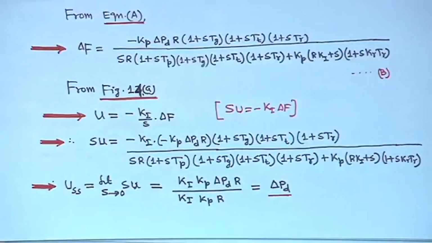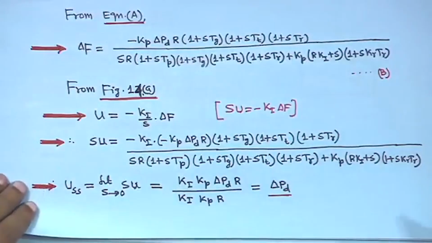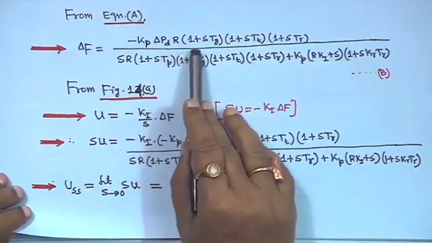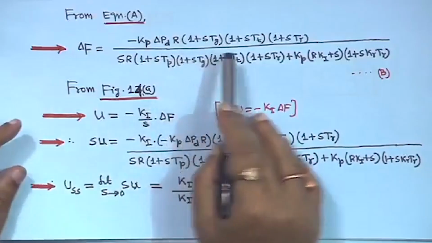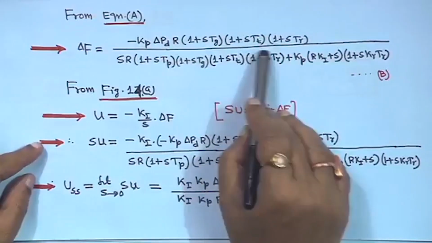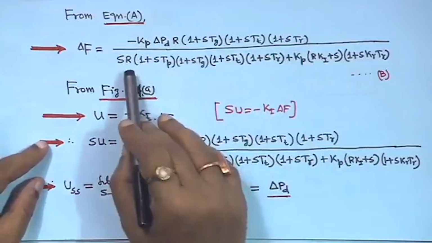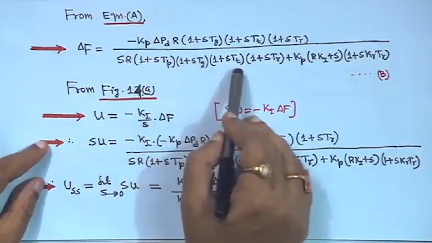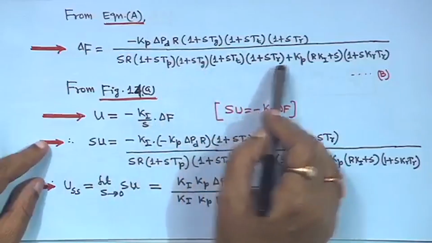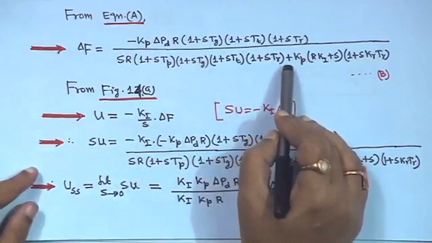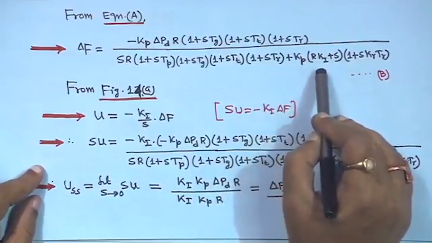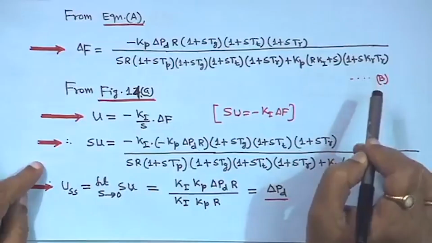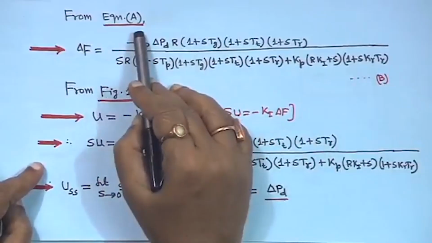right. So, delta F can be written as minus K P into delta P D into R into 1 plus S T G into 1 plus S T T into 1 plus S T R divided by S R into 1 plus S T P into 1 plus S T G into 1 plus S T T into 1 plus S T R plus K P into R K I plus S into 1 plus S K R T R. So, this is equation B, which we are getting from equation A.